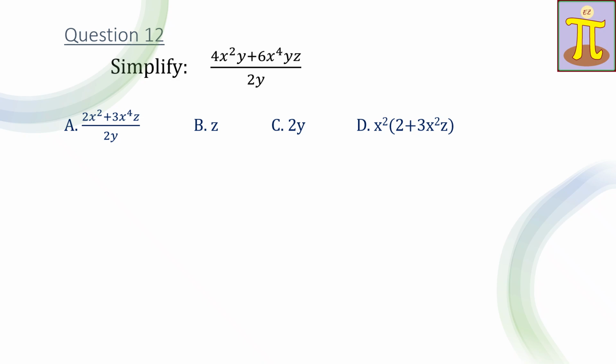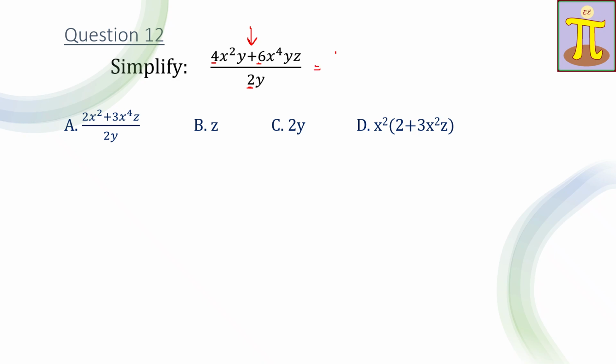Question 12. Simplify 4x squared y plus 6x to the power of 4 y z, over 2y. First of all, looking at the question, we see that there is an addition at the top, and we see that 4, 6, and 2 are even numbers, all divisible by 2. So let's find the common factor of 2y on the top first.